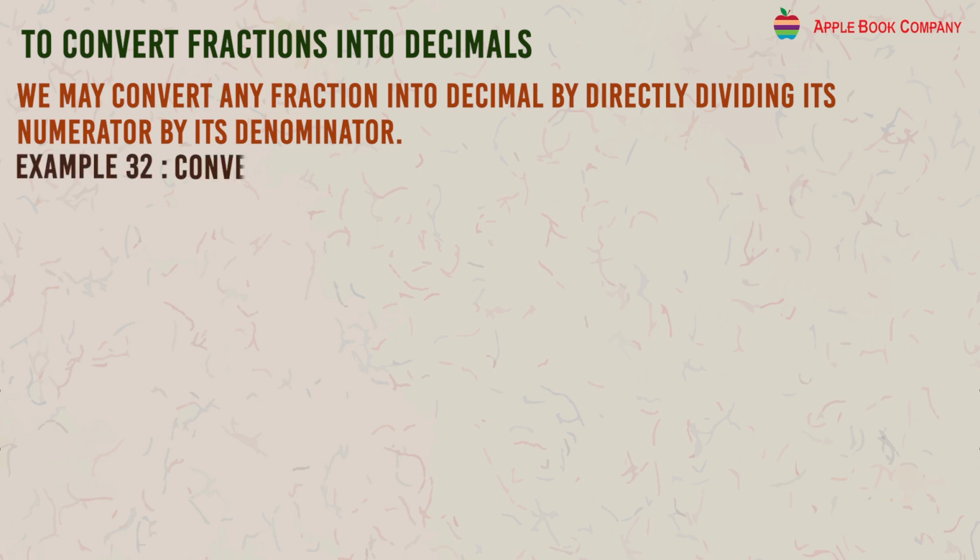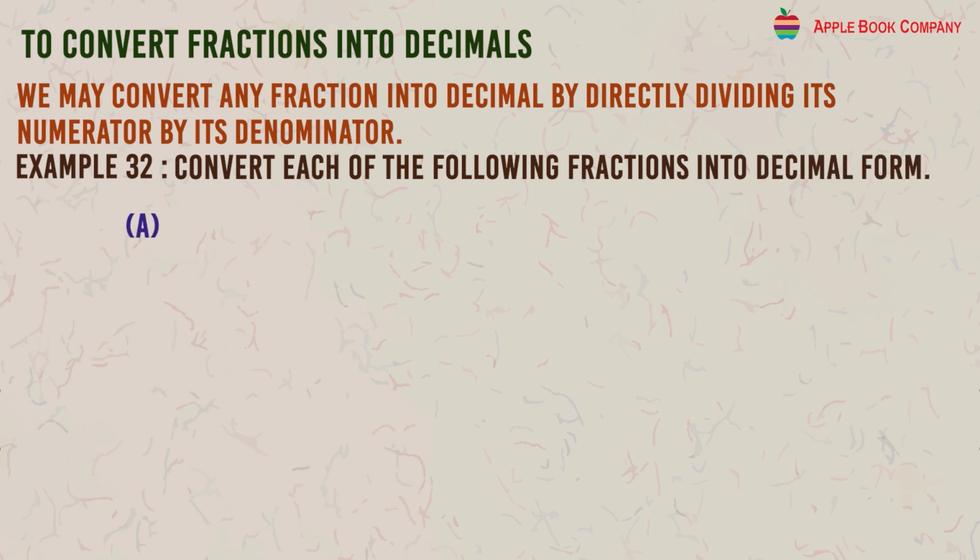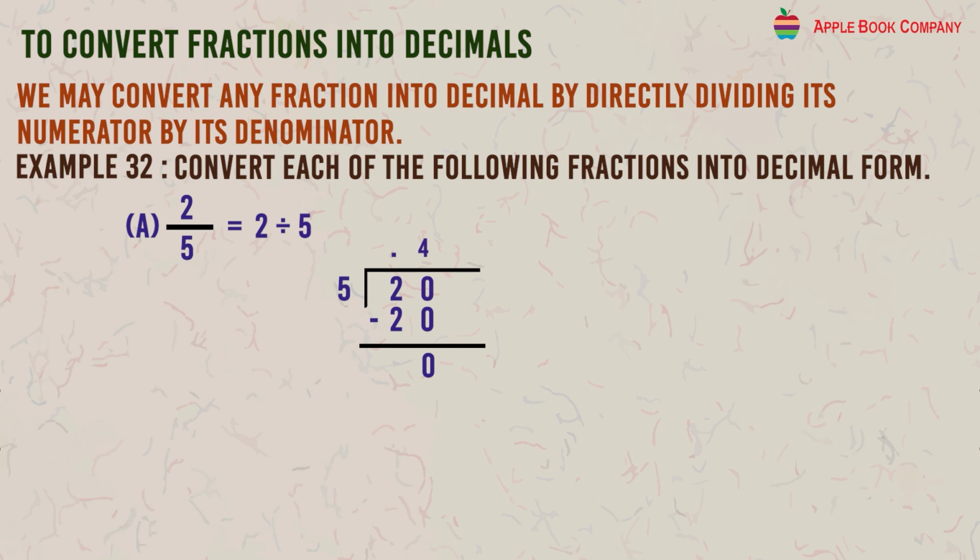Example 32. Convert each of the following fractions into decimal form. (a) 2 by 5. Solution: we have 2 divided by 5. Since 2 cannot be divided by 5, I have put a point, added 0 and 5 fours are 20. Remainder is 0. Therefore, 2 divided by 5 is equal to 0.4.